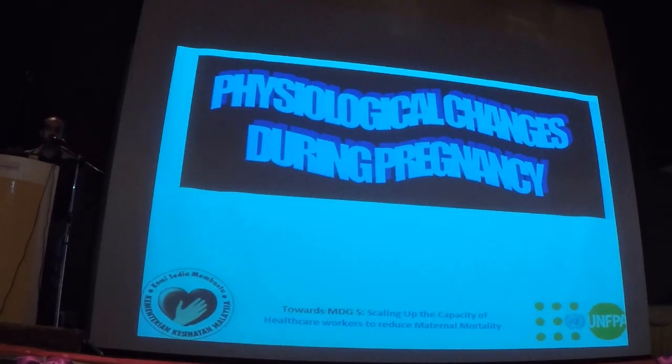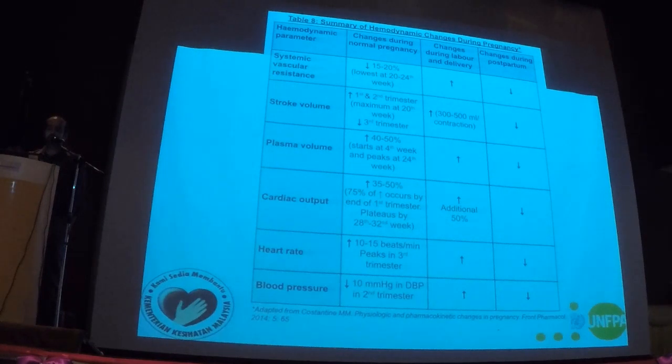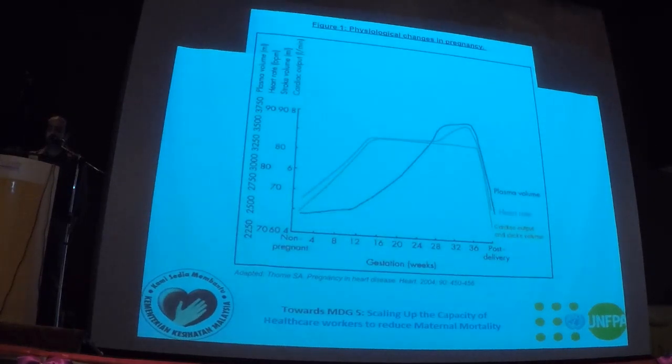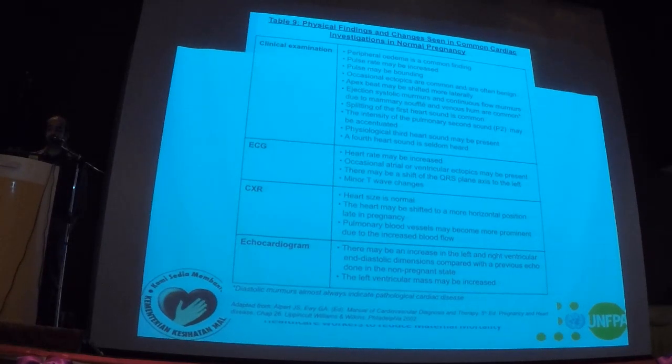So what are the physiological changes? I will not go too much into detail because this is quite basic. You normally divide it into 3 different stages: changes during normal pregnancy, changes during labor, and very importantly, also changes during postpartum. I will skip the details about what the changes are because you can all read them. This is another graph to show us the physiological changes.